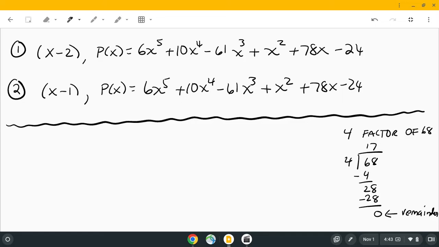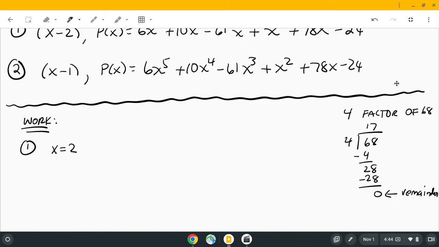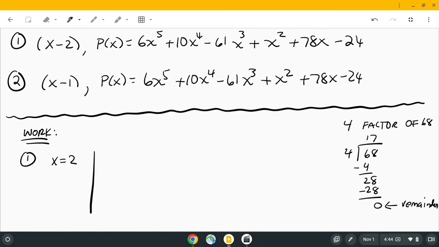You want to do your division, and we have an option, long division or synthetic division. Synthetic is a little faster, so we're going to use that to determine whether or not we get a 0 remainder. And if we do, then yes, x minus 2 is a factor. Okay, so here's the work. For number 1, we are checking x equals positive 2, not negative 2. And we are doing synthetic division on this degree 5 polynomial.